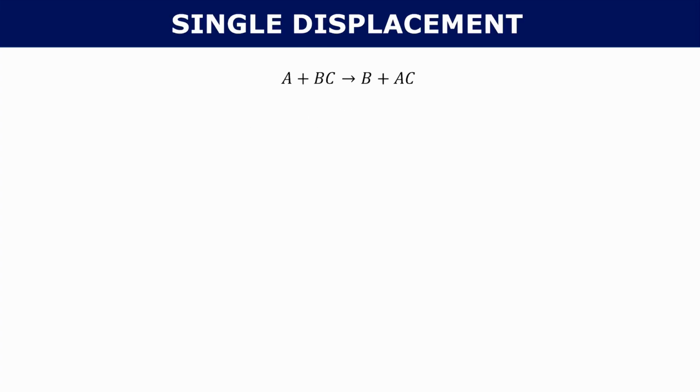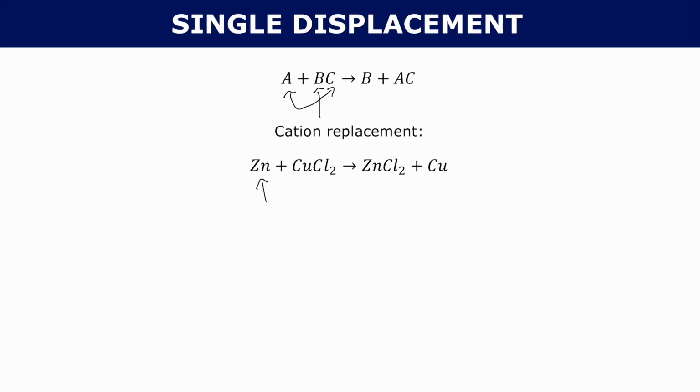The next type is a single displacement reaction. So these reactions have the general form of A plus BC producing B plus AC. So as you can see, the A takes on the C and the B goes on its own. So in these types of reactions, you kind of have two different scenarios. The first scenario is you have a cation replacement. So zinc is going to pair up with the chloride here, and copper just goes on its own. Since the zinc is pairing up with the chloride, which generally has a charge of -1, this tells us that the copper is a cation and it's getting replaced in this single displacement reaction.